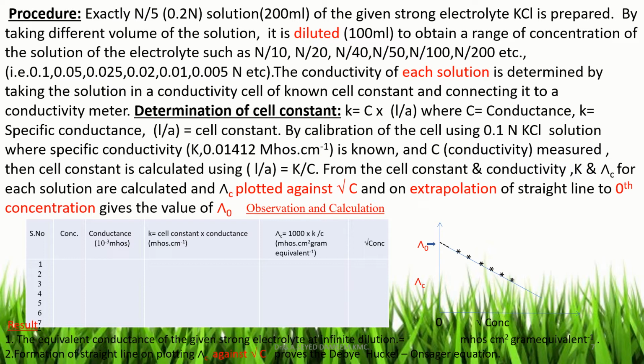For these solutions, the conductance is measured by making use of the conductivity cell and the conductivity meter.